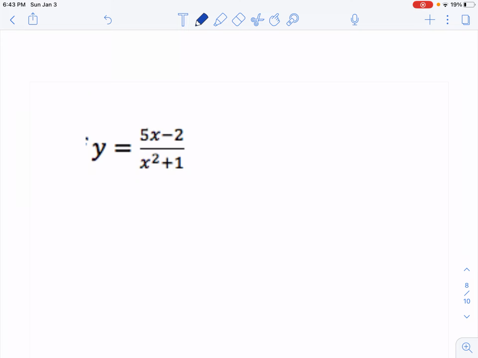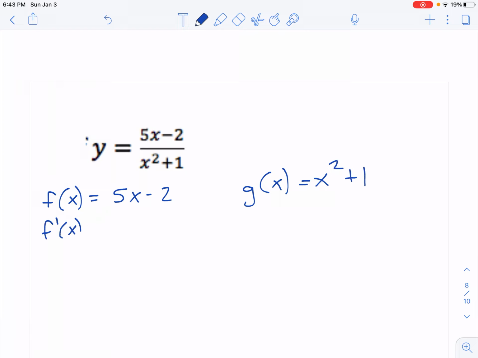All right, so first we have our function on top, which is going to be 5x minus 2. Our function on the bottom, which we'll call g of x, is x squared plus 1. We're going to find the derivatives of each of these separately. And now we're going to use our quotient rule.